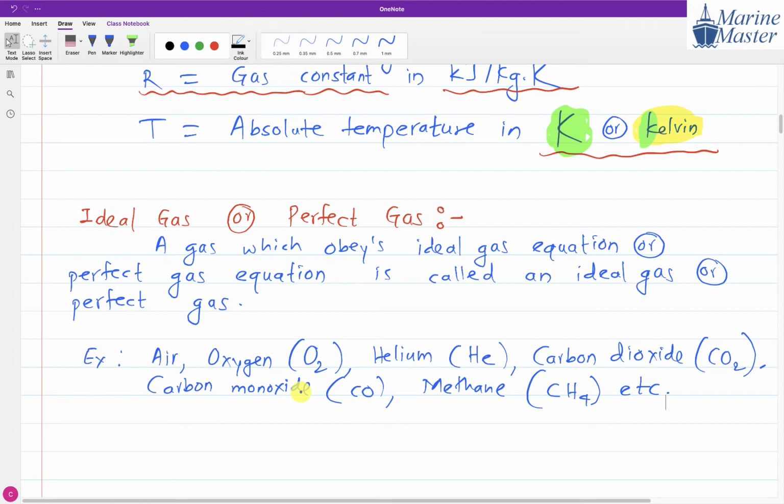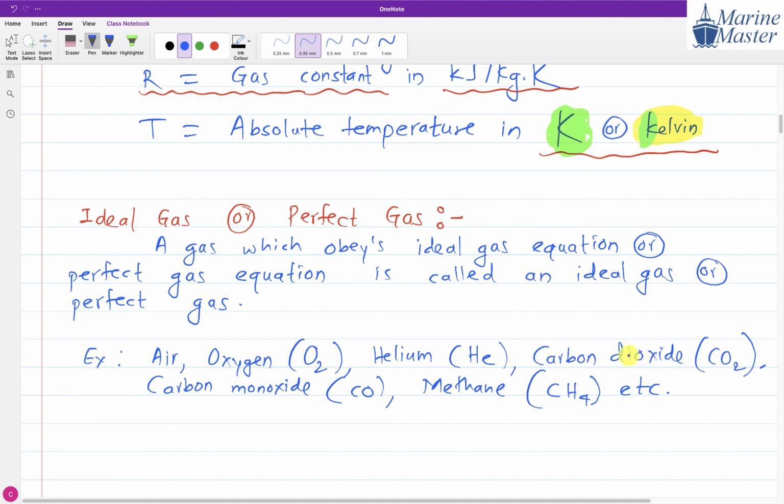because at room temperature and room pressure, it does not exist in a gas form. Yes, it exists at a high temperature. But generally, a substance which exists in a gas form at room temperature and room pressure, we will consider it as an ideal gas. So here oxygen, helium, carbon dioxide, carbon monoxide, methane, all these things at room temperature and room pressure, both conditions, not only room temperature.